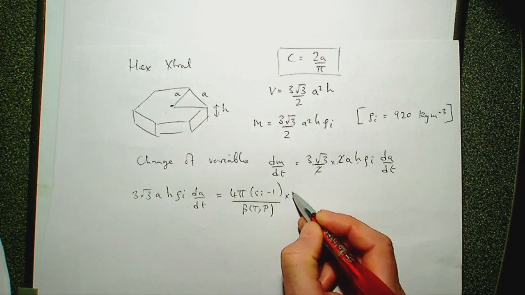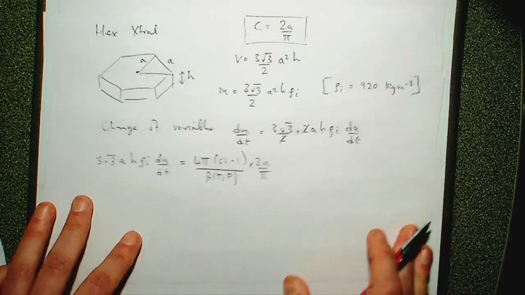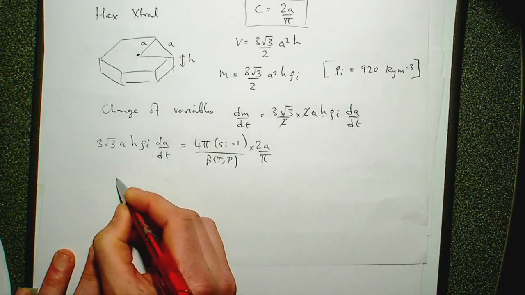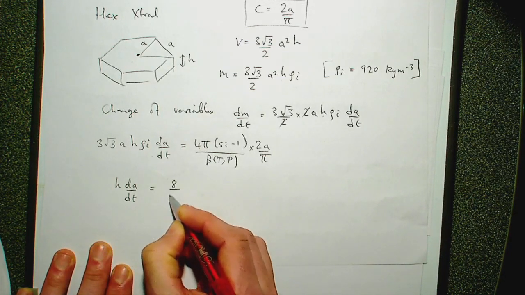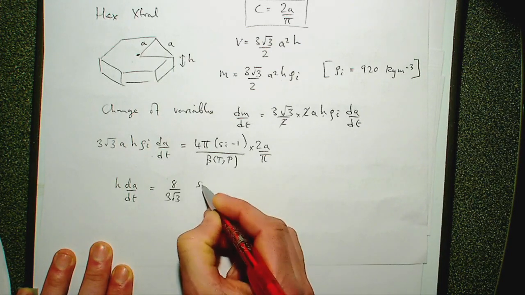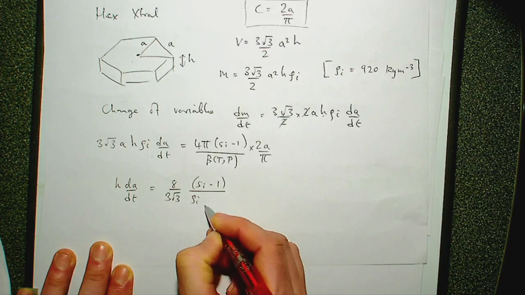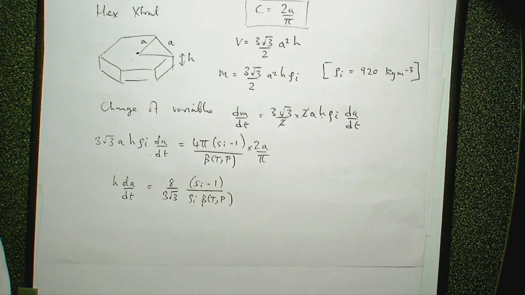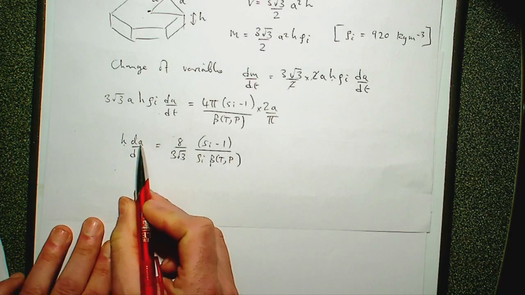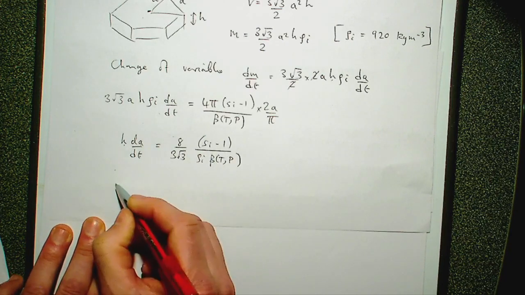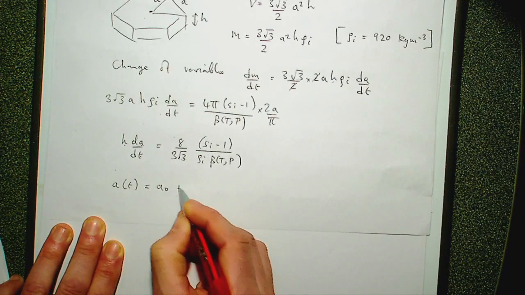So we'll set the capacitance equal to 2A divided by pi. And when we cancel terms, we end up with something that looks like this: H dA by dt equals a bunch of constants by this thermodynamic factor. This can be solved quite easily. H is a constant, so basically dA by dt is a constant, so it has a solution that looks like this: A as a function of time is equal to A naught plus a bunch of constants.